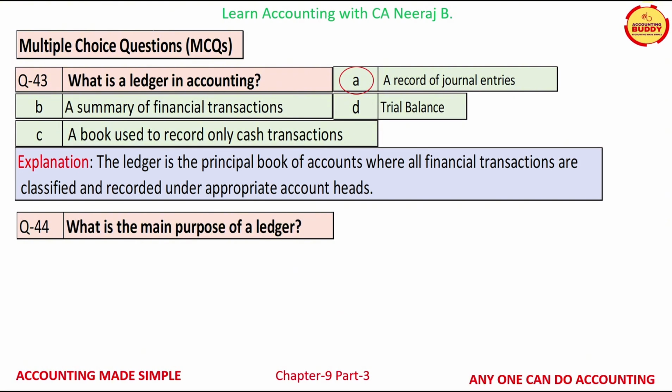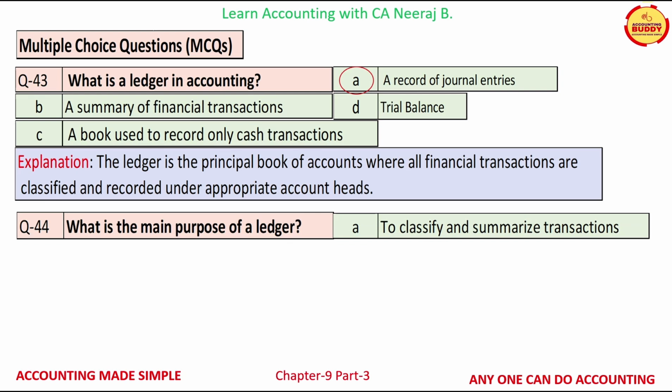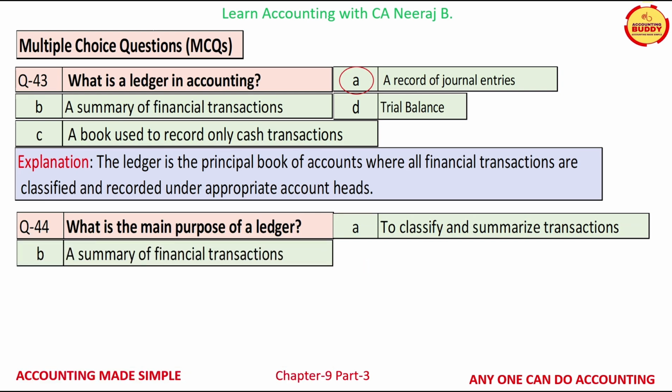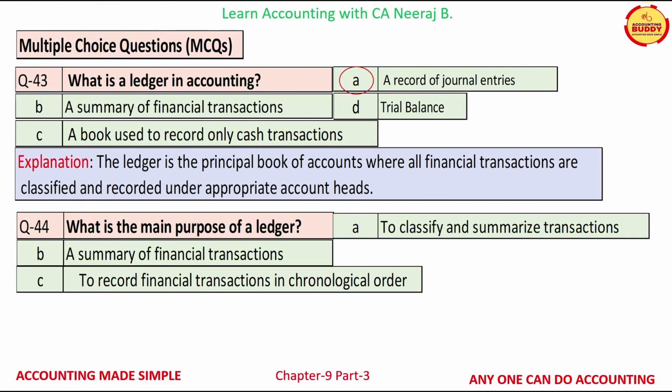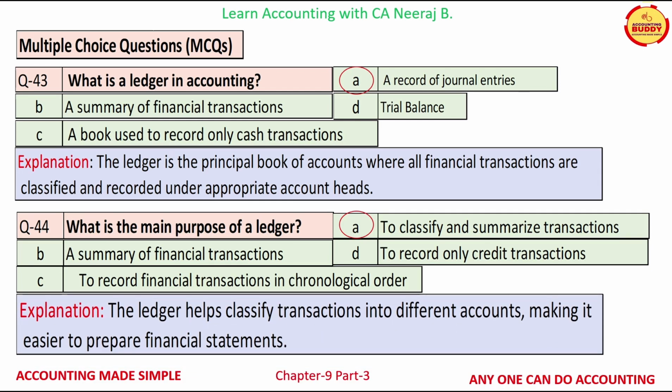Question number 44 is, what is the main purpose of a ledger? And the available options are option A, to classify and summarize transactions, option B, a summary of financial transactions, option C, to record financial transactions in chronological order, and option D, to record only credit transactions. And the correct option is option A, to classify and summarize financial transactions. And the reason for this option is the ledger helps classify transactions into different accounts, making it easier to prepare financial statements.